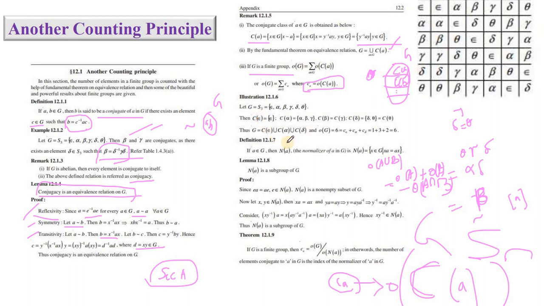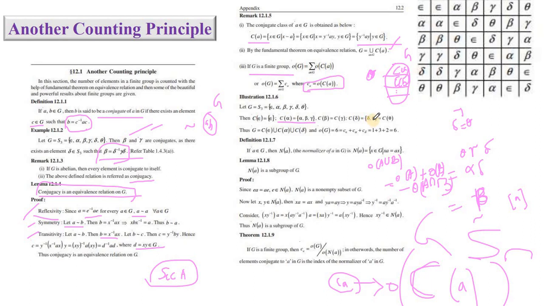So in the case of S3, we can find out what is C of alpha. If you proceed by this method, it's an elaborate method, so patiently you can try it. So C of alpha will consist of 3 elements, namely alpha, beta, gamma. Because beta is in the conjugate class of alpha, there is no need to separately find the conjugate class of beta. It will be the same as this only. And similarly C of gamma also.